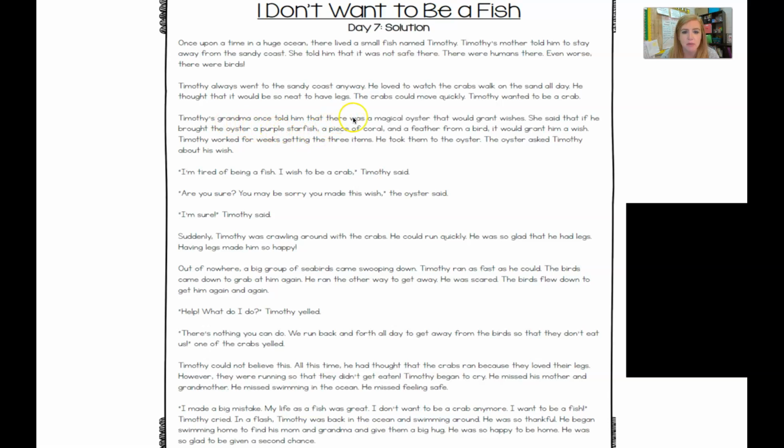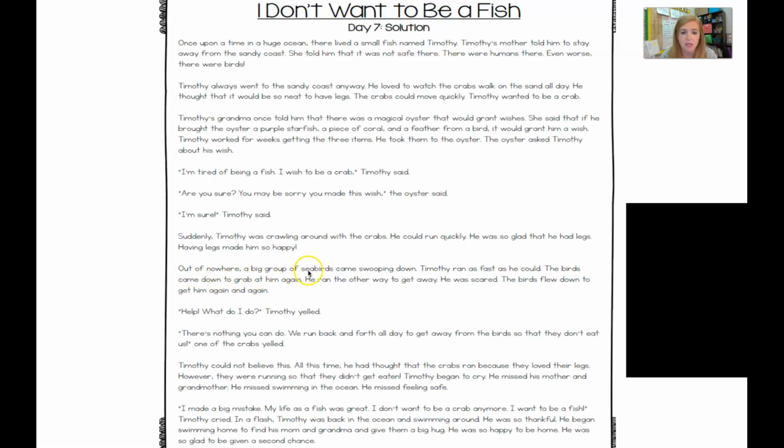Timothy's grandma once told him that there was a magical oyster that would grant wishes. She said that if he brought the oyster a purple starfish, a piece of coral, and a feather from a bird, it would grant him a wish. Timothy worked for weeks getting the 3 items. He took them to the oyster. The oyster asked Timothy about his wish. "I'm tired of being a fish. I want to be a crab," Timothy said. "Are you sure? You may be sorry you made this wish," the oyster said. "I'm sure," Timothy said. Suddenly, Timothy was crawling around with the crabs. He could run quickly. He was so glad that he had legs. Having legs made him so happy.